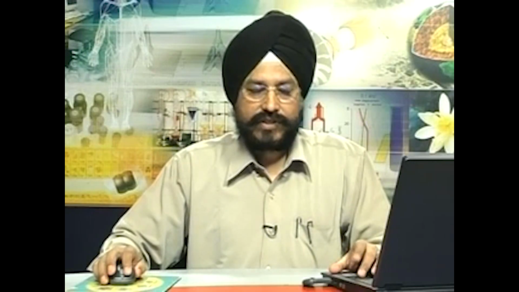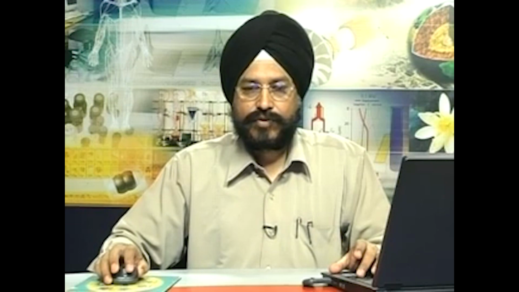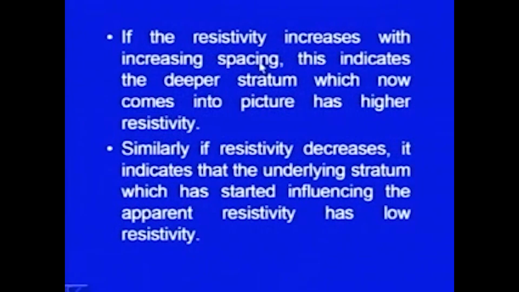In fact, when you increase the spacing of the electrodes, the soil mass which actually affects the resistivity is larger, and more and more depth will be coming into the picture. Now, if the resistivity increases with increasing spacing, this indicates that the deeper stratum, which now comes into the picture, has higher resistivity. As I told you, as we increase the spacing, more depth will come into the picture, and if the value is increasing, that means the soils at greater depth have higher resistivity values. Similarly, if with increase in spacing the resistivity is found to decrease, then it indicates that the underlying stratum which has started influencing the apparent resistivity has a low value.